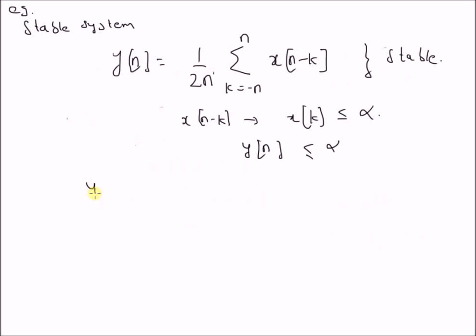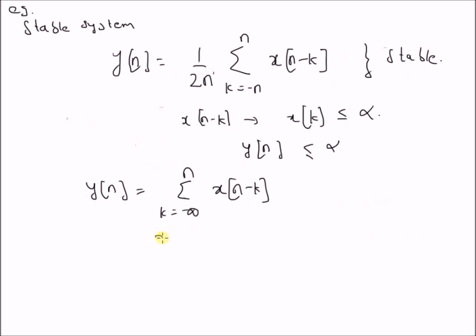However, the system defined by y of n is equal to the sum over k equal to minus infinity to n of x of n minus k is not a stable system because it adds all the values of the input from the beginning of time to the current instant, which can potentially add an infinite number of values, and therefore is an unstable system. That is, the output might diverge.